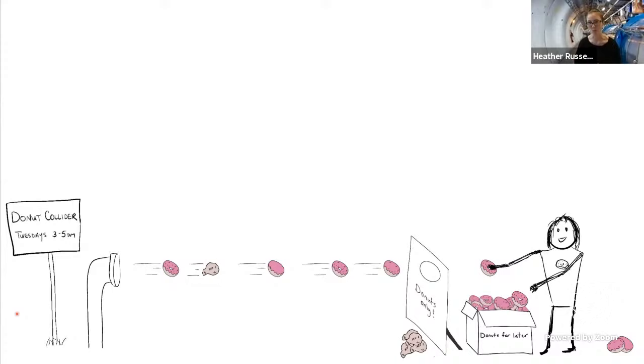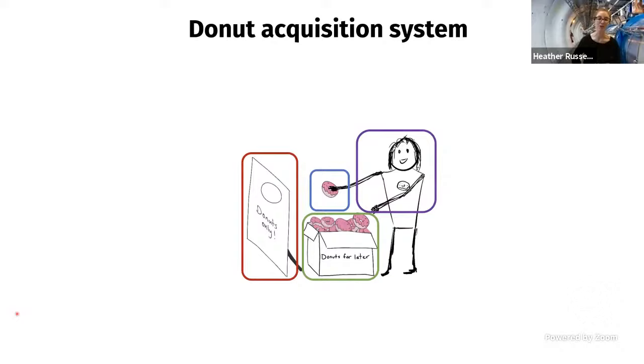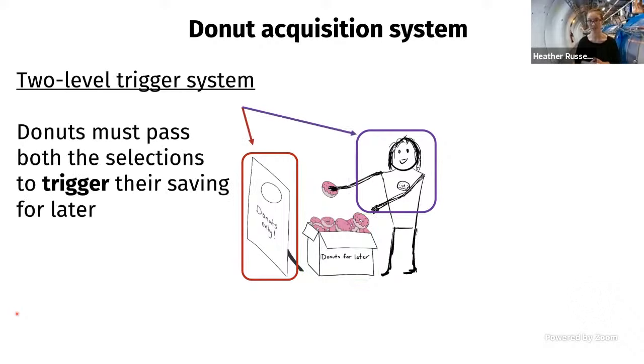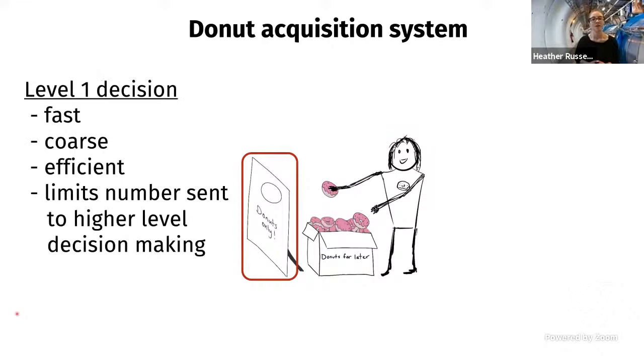Now, what we've sort of designed here rather intuitively is a donut acquisition system to handle the high rate of donuts coming out of our donut collider. The first stage decides whether or not we keep the donut. If both selections pass, it triggers the saving of the donut, triggers the hand to put the donut in the box rather than tossing it away. There are two stages to this trigger system. The first one we're going to call level one.